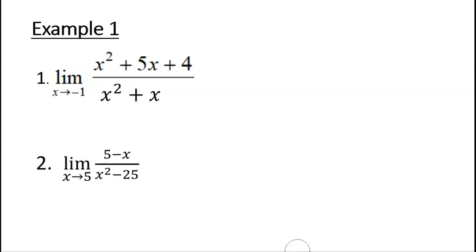Okay, so step 1, try direct substitution, but it's not going to work. I've already told you that. So let's jump straight into step 2. Step 2 is to factor.